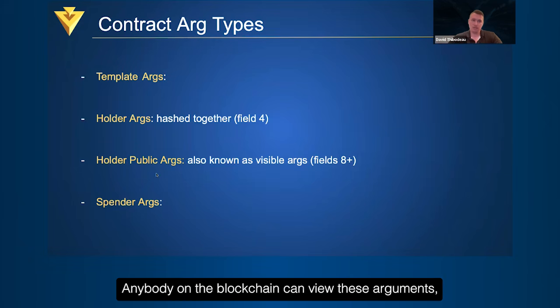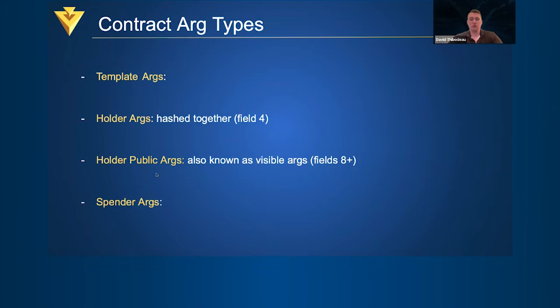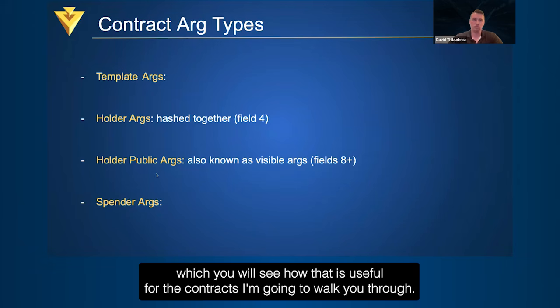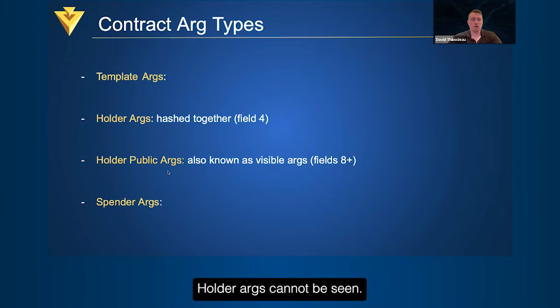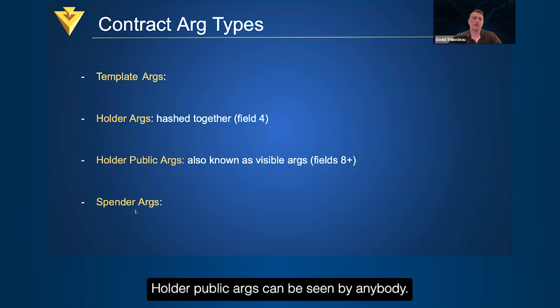Anybody on the blockchain can view these arguments, which you will see how that is useful for the contracts I'm going to walk you through. Holder args cannot be seen. Holder public args can be seen by anybody.